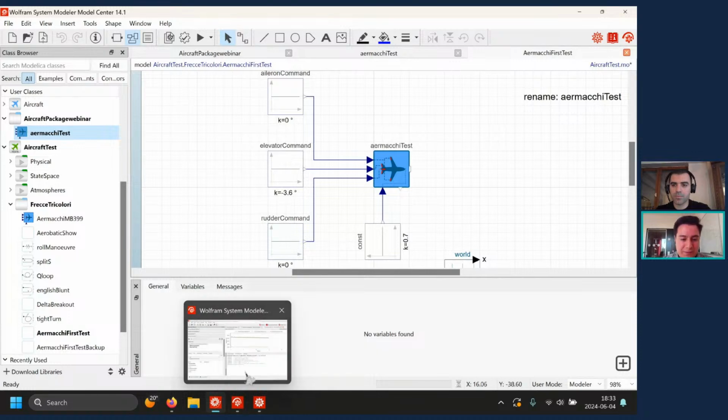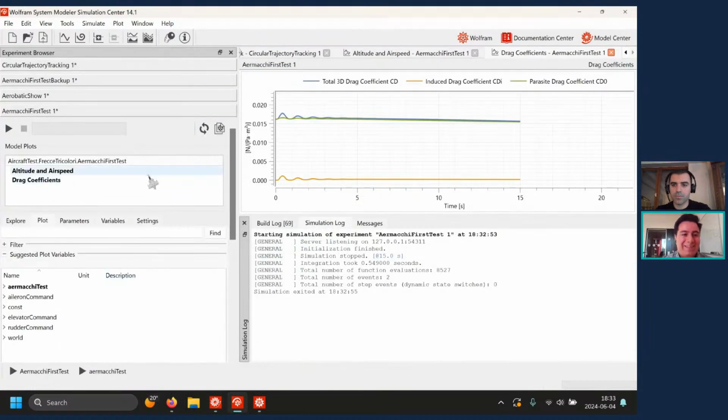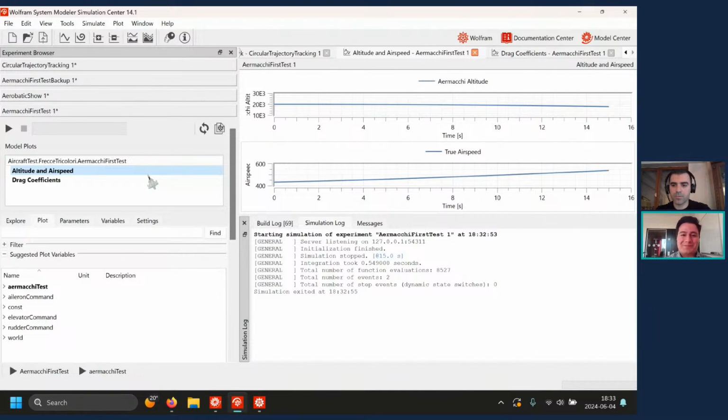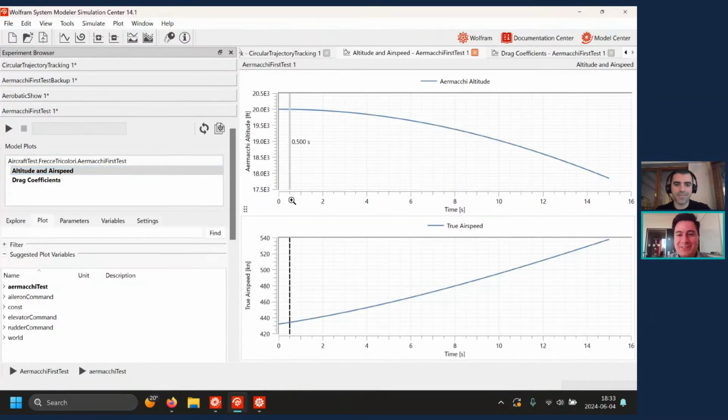Now, if we go back to our system modeler, it did simulate. So it worked. We simulated it in less than 20 minutes. Here we have the altitude and the airspeed, of course, growing because there is no pilot on board, right? We just connected some constant inputs to this. Let's see how it looks.